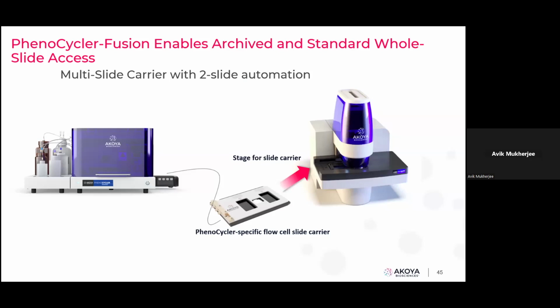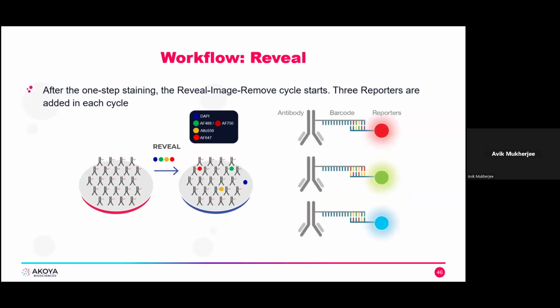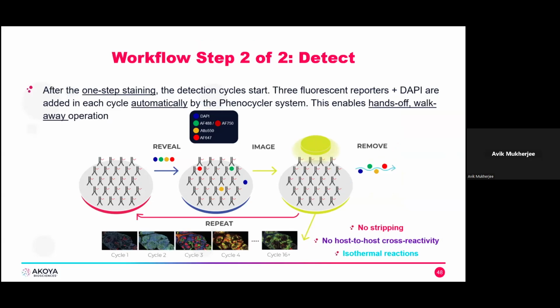What happens is the PhenoCycler will send in 3 reporters and DAPI. The reporters will find their protein counterpart and they will hybridize and get settled. And the DAPI will light up your nucleus. And then the imager will do the automatic imaging. After the imaging is complete, the PhenoCycler will send in buffer that will dehybridize the probes. And your tissue goes back to the phase where it has all your antibodies and is ready for the next round of reveal, image, remove.